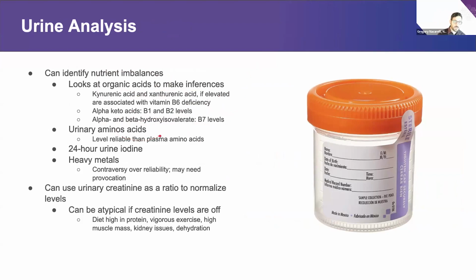You can look at urinary amino acids, though I find looking at plasma is a better indicator of amino acid status than looking at what your body is getting rid of via the urine analysis. The 24-hour urine iodine might be useful with the creatinine ratio. Some people do toxin testing through urine and mycotoxin testing, heavy metal testing. There's the controversy with provocation.